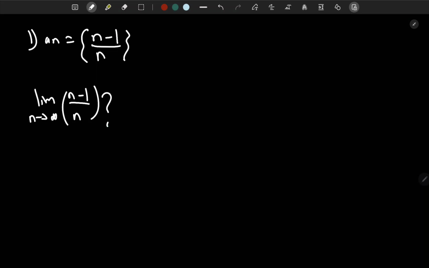So the first step is to write the first, let's say, 5 terms of a of n. So a of 0 will be equal to 0 minus 1 over 0, or sorry, the first term cannot be determined since it will be 1 over 0. So let's find a of 1, which is 1 minus 1 over 1, which is going to be 0. And then the second term will be a of 2, so it will be 2 minus 1 over 2, so that is 1 over 2, and then 2 over 3, and then 3 over 4.